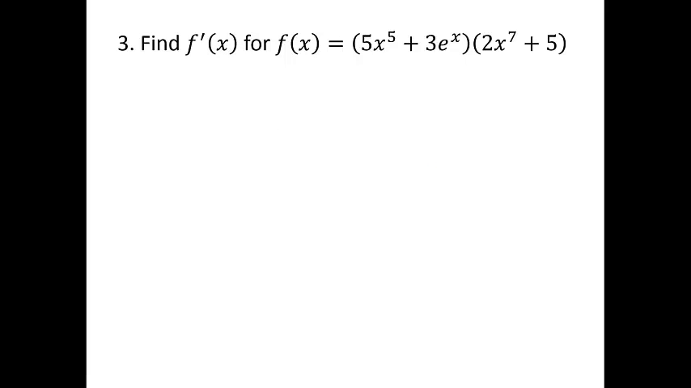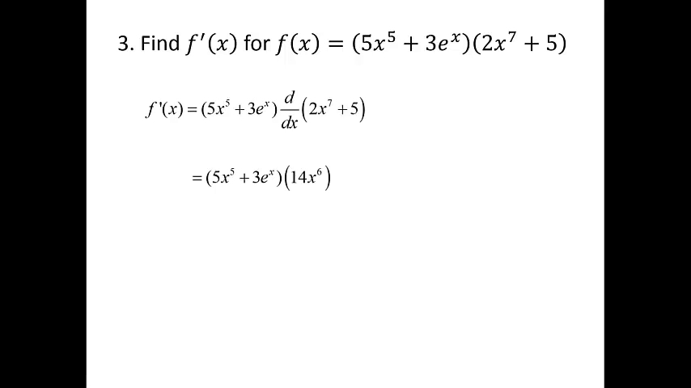For our final example of the product rule, we have the function 5x to the fifth plus 3e to the x times 2x to the seventh plus 5. Our derivative then is the first, 5x to the fifth plus 3e to the x, times the derivative of the second, 14x to the sixth, plus the second, 2x to the seventh plus 5, times the derivative of the first, 25x to the fourth plus 3e to the x.